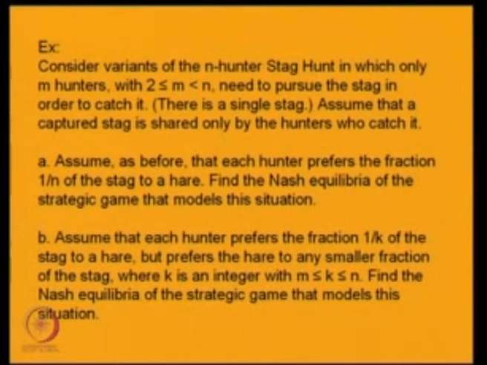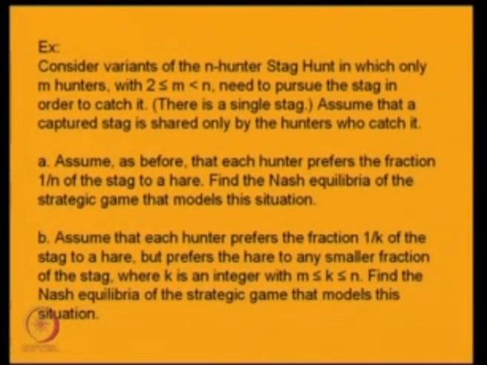So this is the setup: you need not have all the N hunters going after the stag to catch it. If the number of hunters is less than N, suppose this is M, where M is greater than or equal to 2, then that will be sufficient to catch the stag. Now, what is the question? Under part A, our assumption is that as before, each hunter prefers the fraction 1/n of the stag to a hare. Find the Nash equilibrium of the strategic game that models the situation.